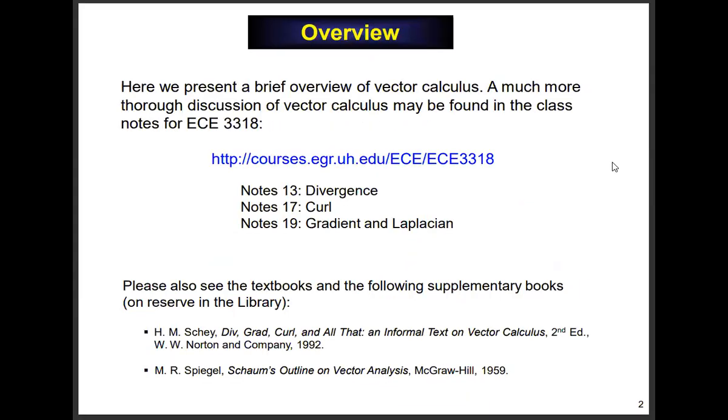Hopefully it's a review. Hopefully you already know all the stuff. But anyway, I think this is already mentioned in the syllabus. Here's the actual website on the engineering course server, where you can go to find all the 3318 notes if you want to see them. These notes in particular might be of interest to you, because they talk about the main components of vector calculus: the divergence, the curl, the gradient, the Laplacian. And of course, you can also consult your regular textbooks or the ones on reserve in the library, whatever your favorite book is.